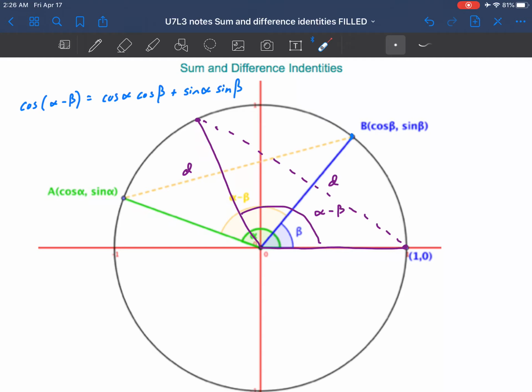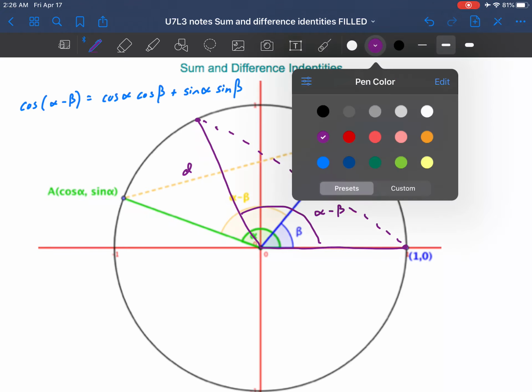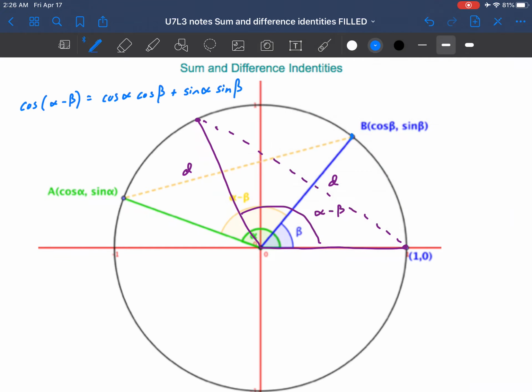So I'm going to go back to blue, and if I want to compute the distance between point A and point B, in other words, the distance between here and here, well, that's the distance formula. That's the square root of the change in the x coordinates squared plus the change in the y coordinates squared. That's D.